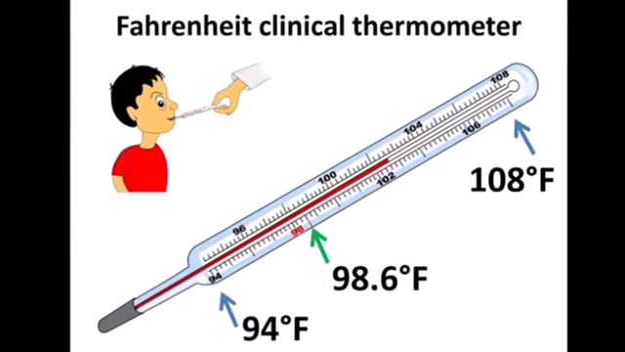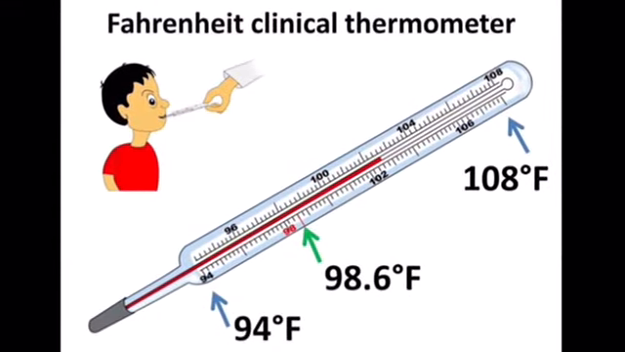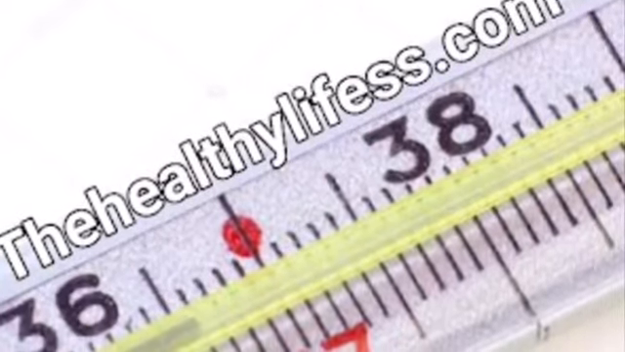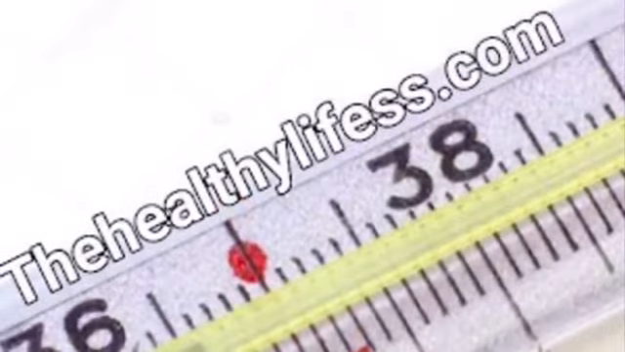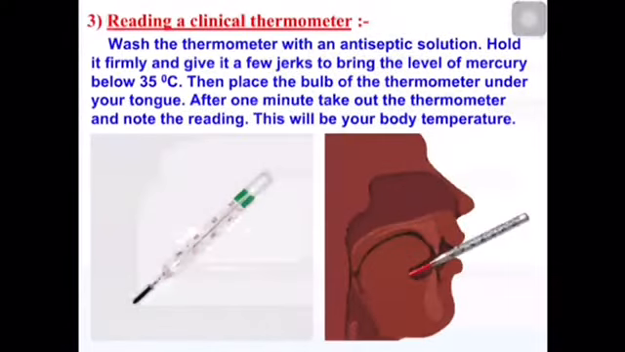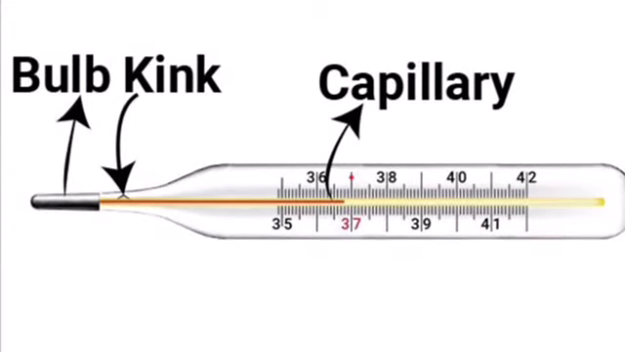The clinical thermometer consists of a glass stem on which readings are marked. The scale of the thermometer is marked from 95 Fahrenheit to 110 Fahrenheit and in Celsius from 35 degrees Celsius to 43 degrees Celsius. The normal body temperature is shown by a red arrow at 98.4 Fahrenheit or 37.6 Celsius. The stem consists of a thin capillary tube at the end of which there is a bulb containing mercury. The capillary tube has a kink near the bulb which prevents the mercury from flowing back into the bulb when it is taken out of the patient's mouth.